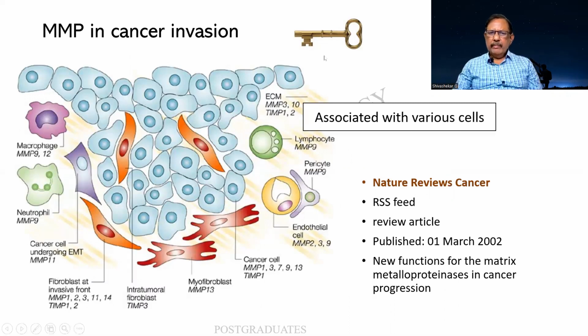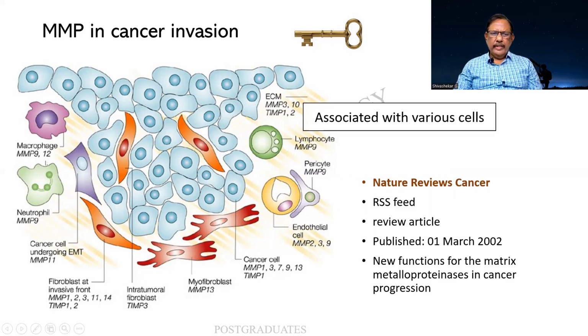I have given a symbol of a key over here. So this is a group of cells, highly dysplastic but somewhat cohesive. And then they are getting changed into a cancer cell. Now, what are the cells that are going to be related to this particular one?